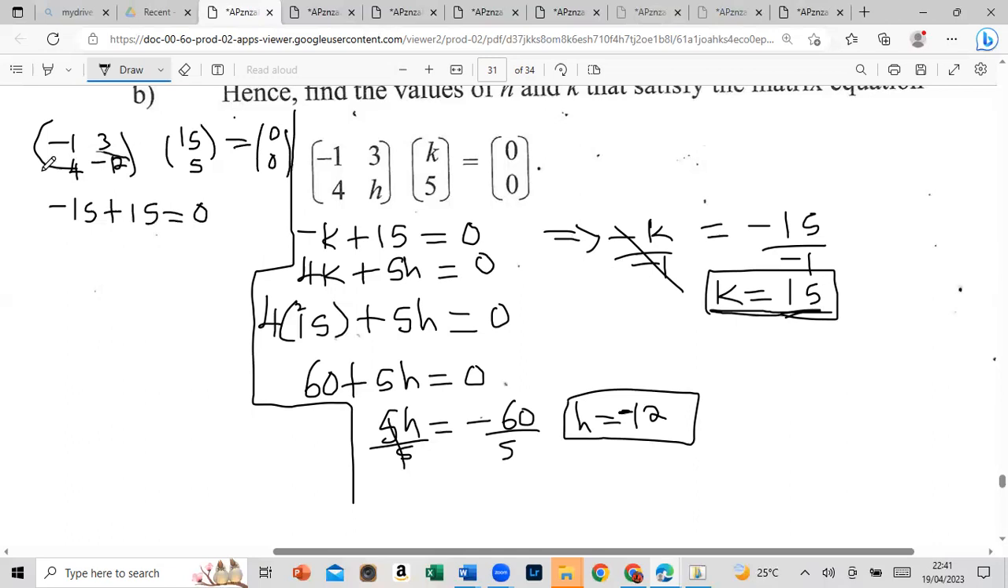Again, row by column, so it's going to be 4 times negative 12 or positive 60. And negative 12 times 5 is negative 60. That is also equal to 0. So here, guys, both of them are correct. It doesn't hurt to check your work.